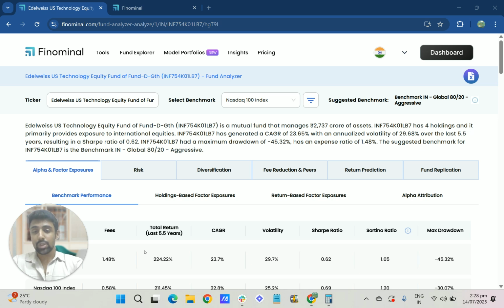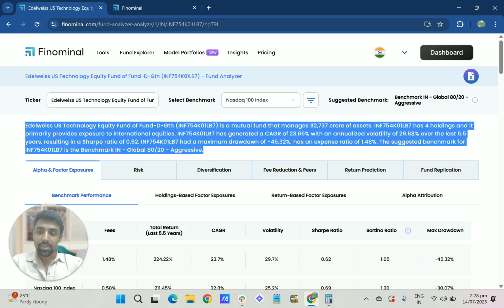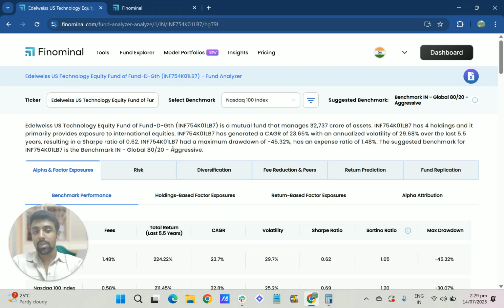In this video, we are going to look at an international fund called Edelweiss US Technology Equity. It's a fund of funds, right? So basically, it's holding another fund which is trading in Europe. It's holding that fund, and the expense ratio for this is quite high. It's about 1.5%. So you can basically conclude that this is an active fund. They are holding another active fund, so that's why you get the name fund of funds.